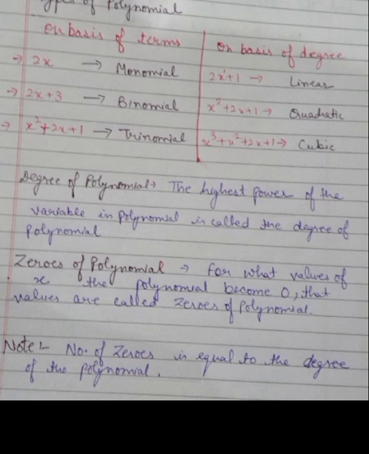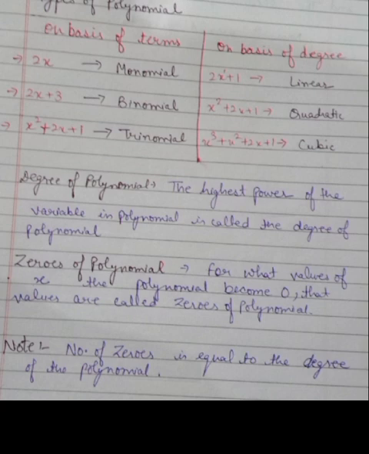For example, in the quadratic equation, right, the highest power is 2. So it means the degree of the polynomial of the quadratic equation will be 2. And the second, we will take the example of cubic as well. In the cubic there is a power 3. So the degree of the polynomial of the cubic equation will be 3.